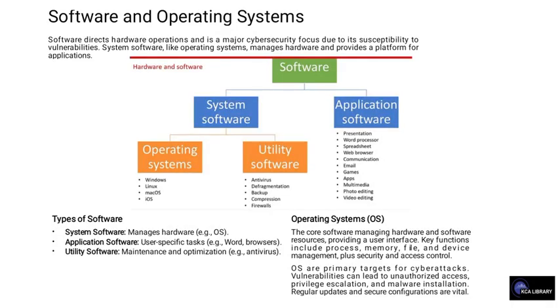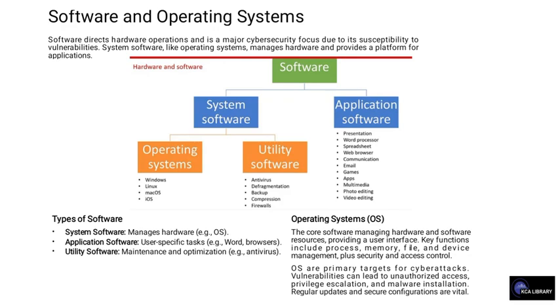Let's look at software and operating system. When we talk about software, it actually directs hardware operations and is a major cybersecurity focus due to the susceptibility to vulnerability. And system software like operating system manages hardware and provides a platform for application. And just like you can see in the chart, we have software, we have the system software, we have application software, we have the utility software also.